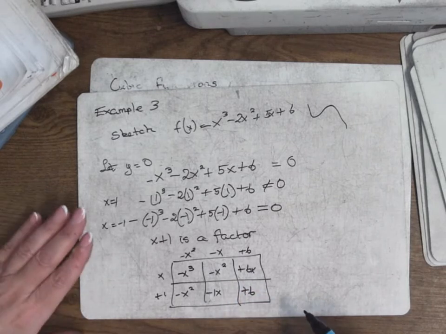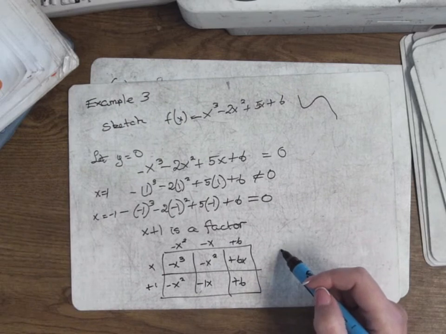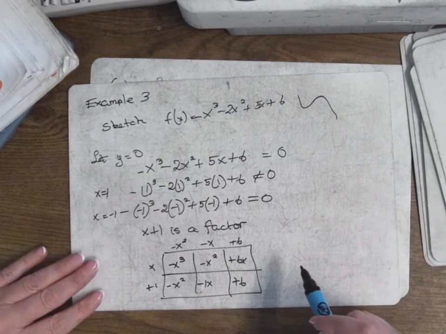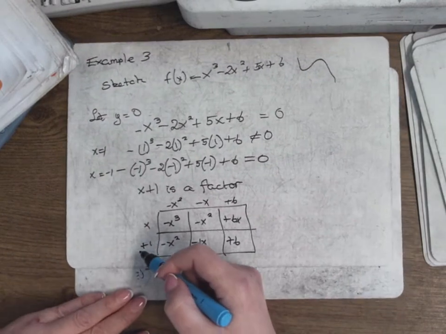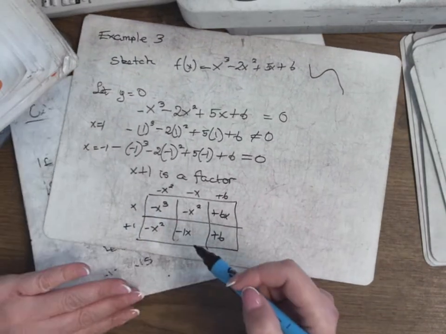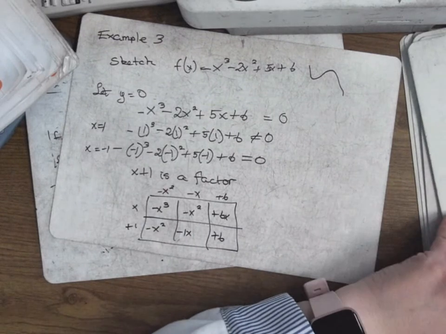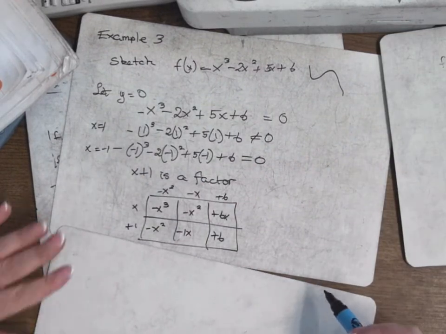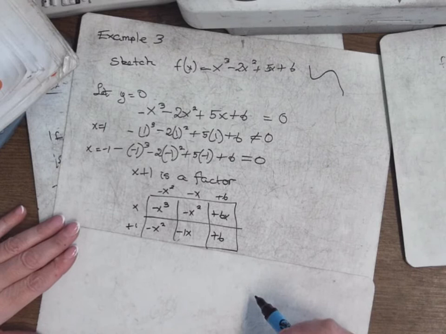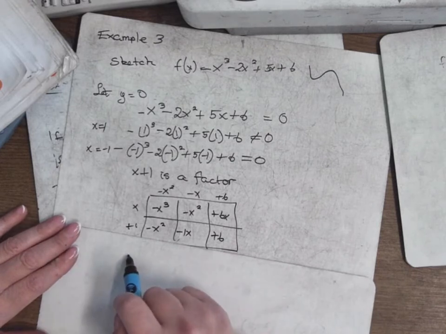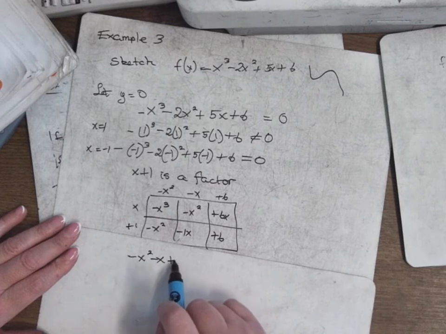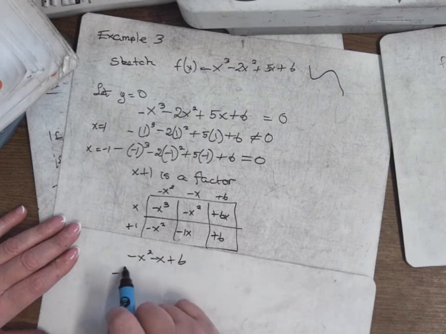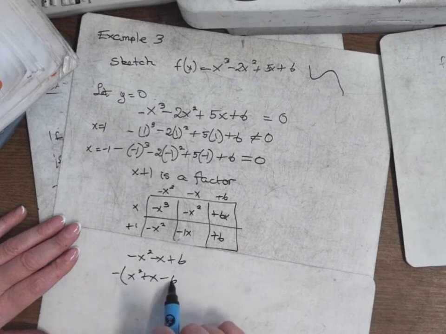Okay, right, so you do your division whatever way you need to do it, and you end up with minus x squared minus x plus 6. So you need to solve that, take out the minus, so x squared plus x minus 6.